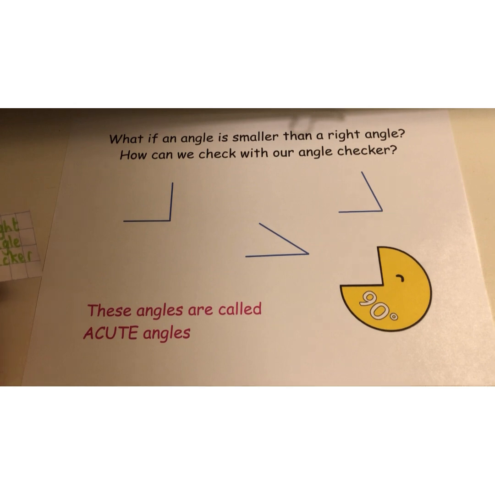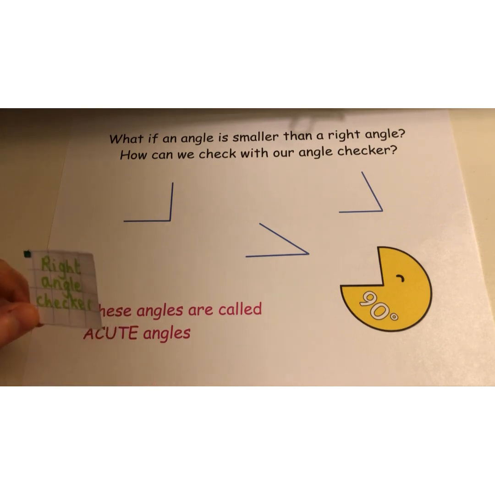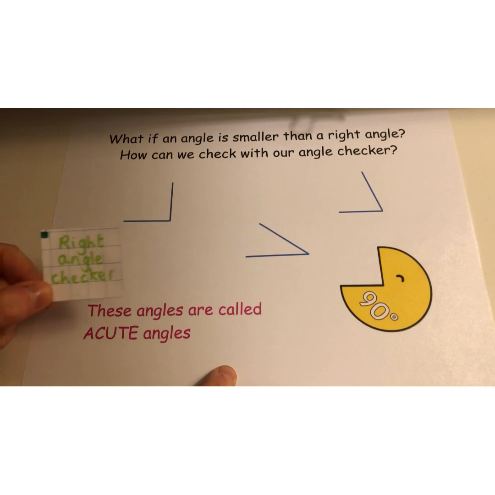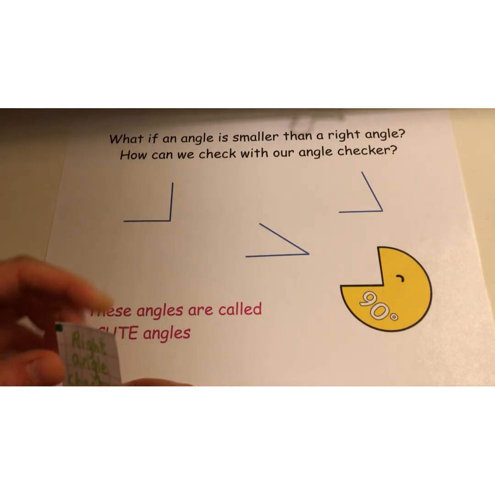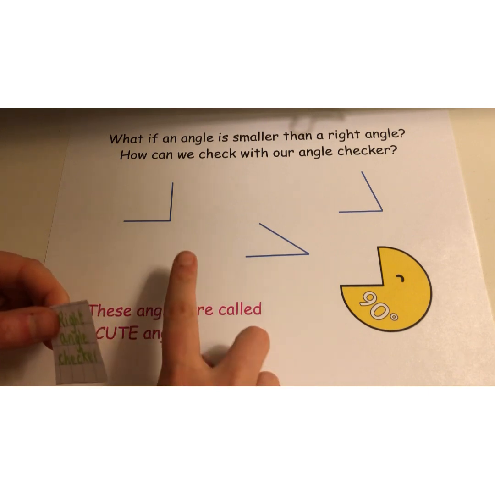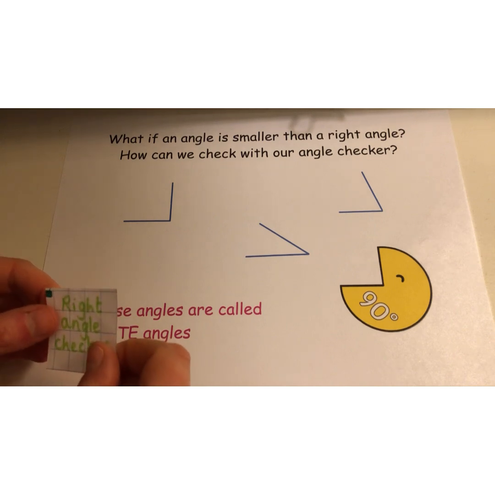So what if an angle is smaller than a right angle? How can we check that using our angle checker? If you have got a printer at home, you can print these sheets off from the PDF that I've put onto Dojo. If you haven't got a printer, don't worry. If you're working on a PC screen, you should be able to put your right angle checker to the PC screen to check. If you're working on a mobile or a tablet device, don't worry. If you just watch what I'm doing, then you'll be able to have a go a little bit later on. You might also be able to use your fantastic drawing skills to draw some of these angles and then use your angle checker to check whether it is a right angle or not.